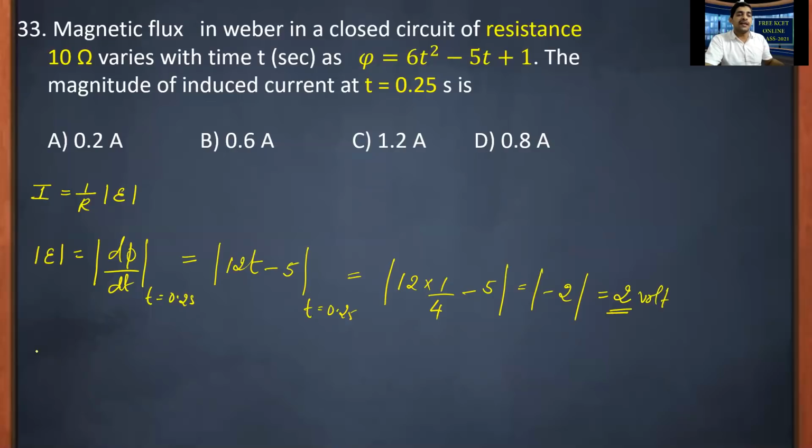Now what is the current I? So I will be equal to 1 by R, which is 1 by 10 ohm, into the magnitude, which is 2 volt. So it will be 0.2 ampere. So the option will be A1.